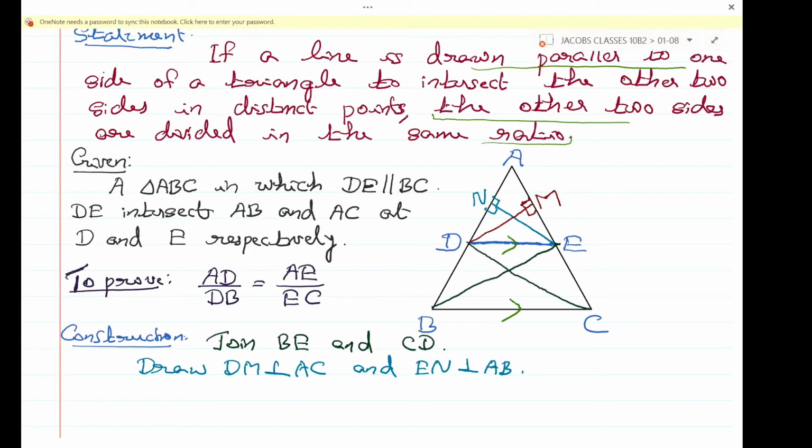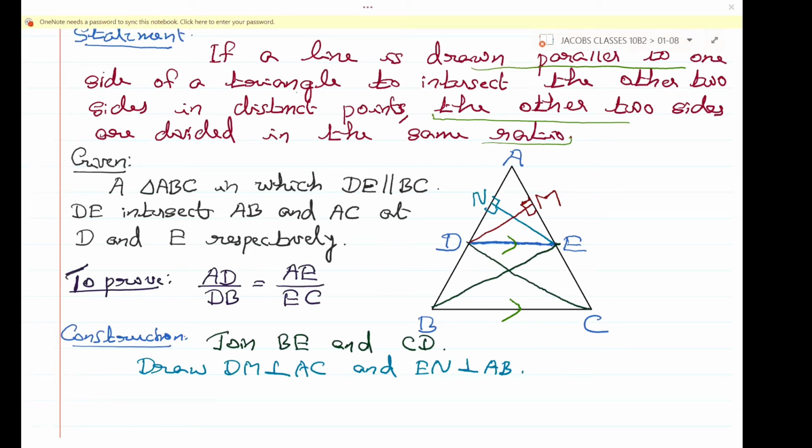Now we are going to start the main part of the proof. For the proof, we will be using the area of a triangle concept. Area of a triangle, you know, is half into base into height. So that concept we will use to prove the remaining part.